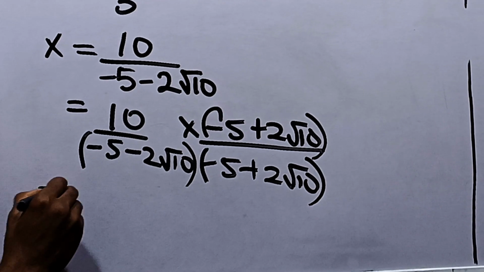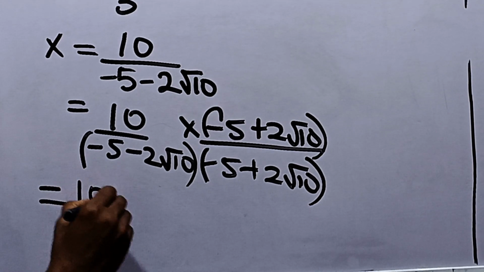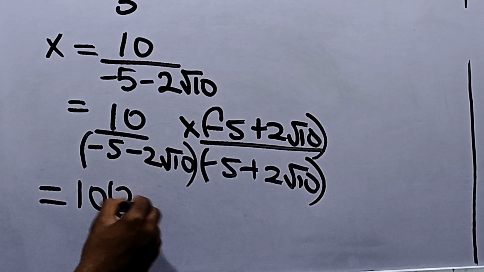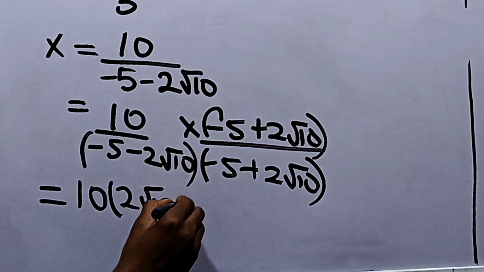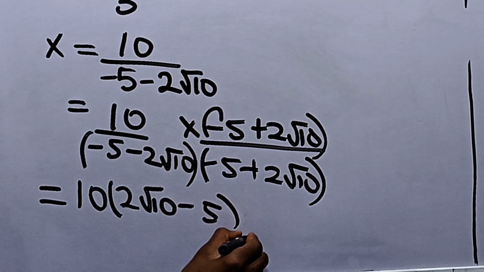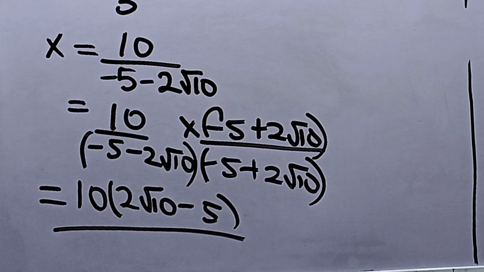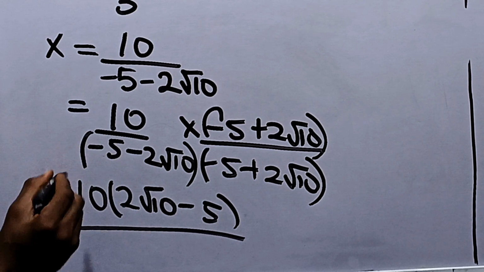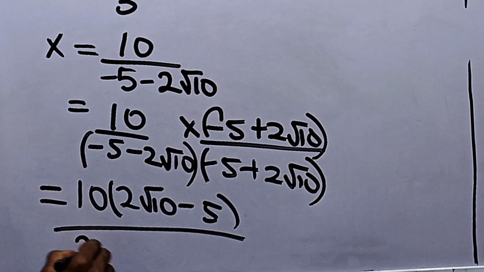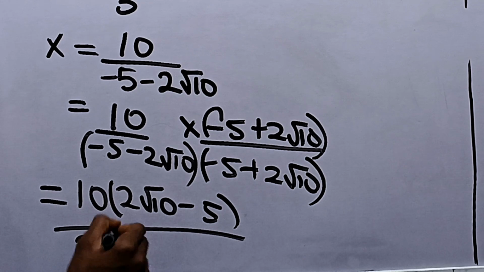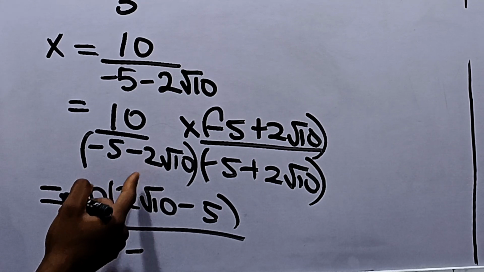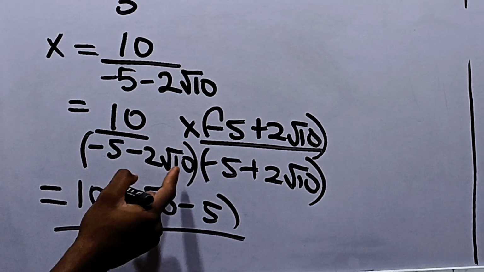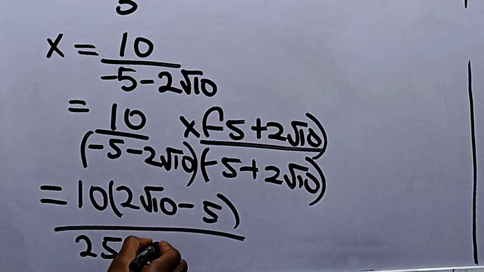Now this becomes equal to 10 into, we can interchange this as 2 root 10 minus 5. Then for the denominator, we're going to have minus 5 squared, which is 25 still. Then we have minus 2 root 10 squared. So 2 squared is 4, and 4 times 10 is 40.